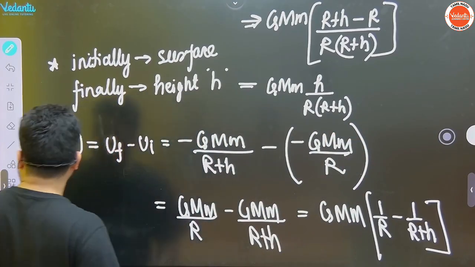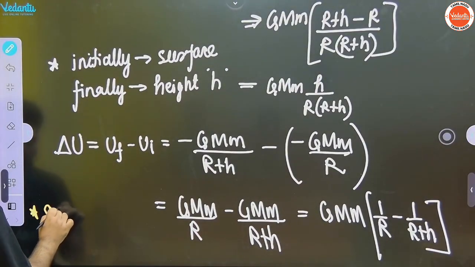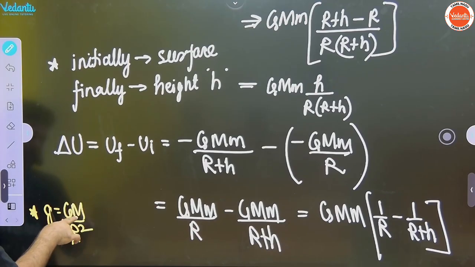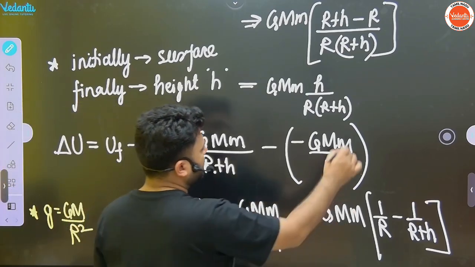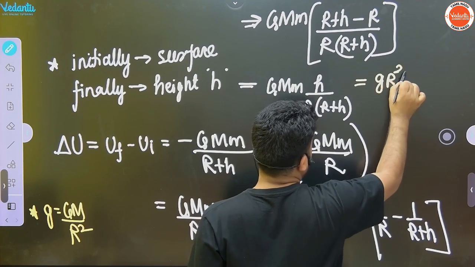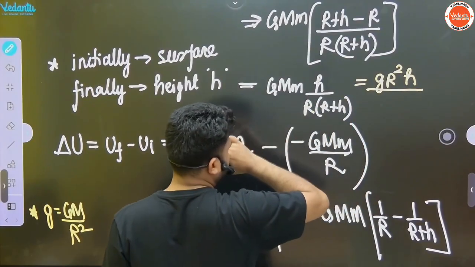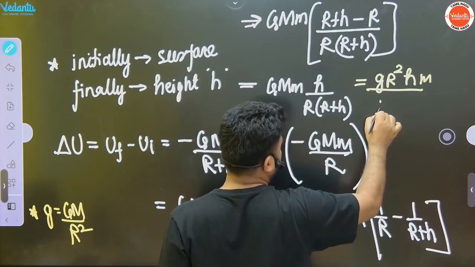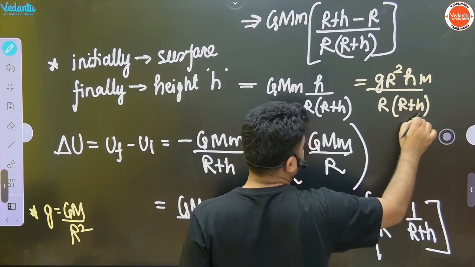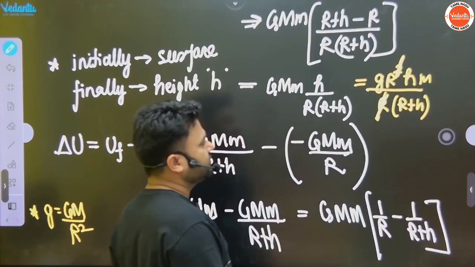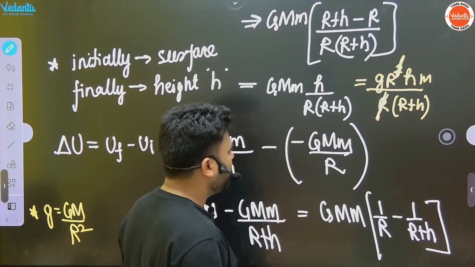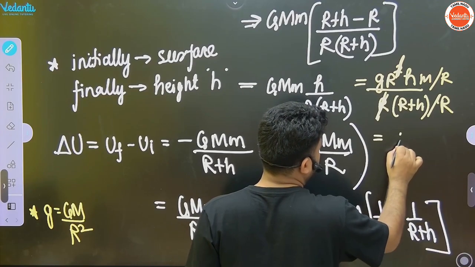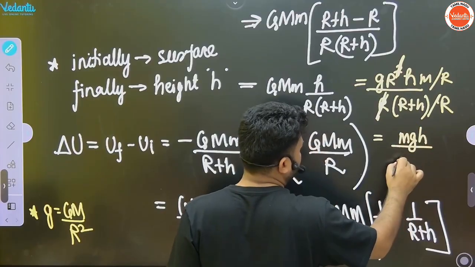Now there is a very important point, we know that G equals GM by R square. This is very important. So GM equals GR square, cross multiply. So GMm we can write GR square, and one more m is there, times h, over R plus h. So this R and this square are going to be cancelled. So this is mgh, and I divide R in numerator and denominator. So it is going to become mgh by R by R, 1 plus h by R.